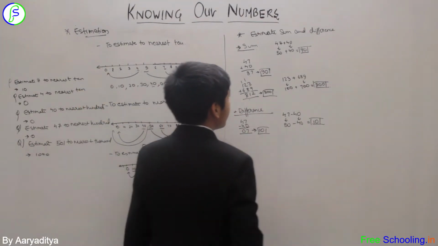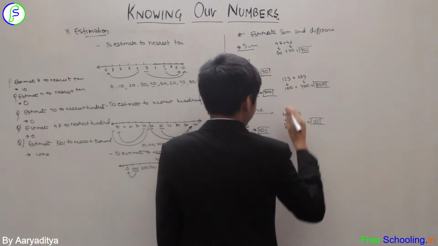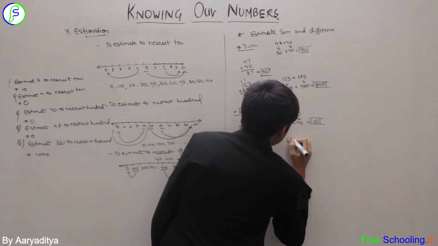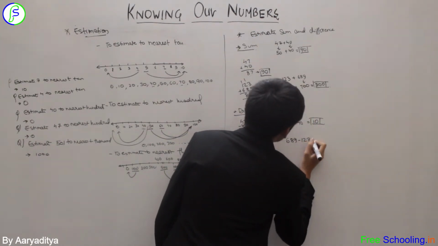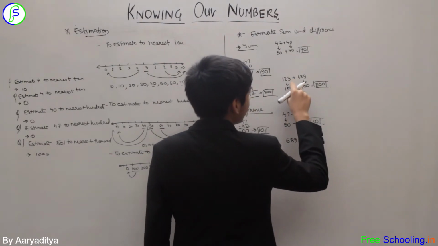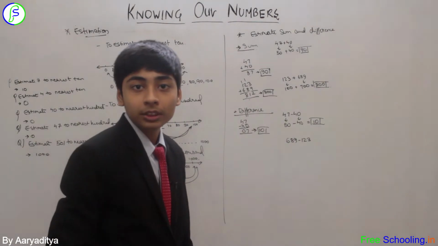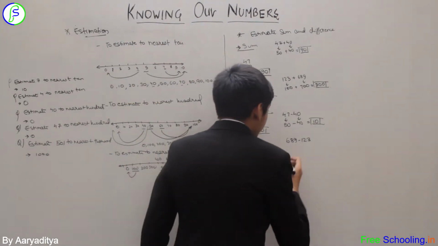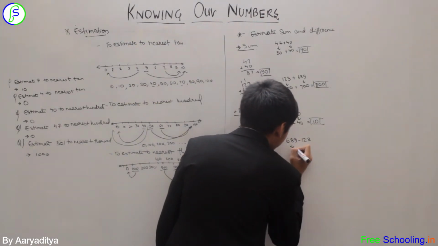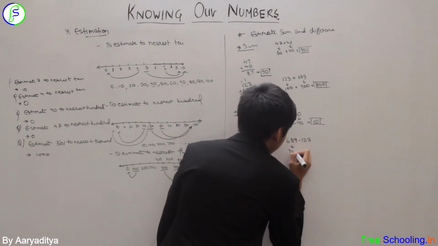Now let me take another example. Let me just reverse the numbers. 689 minus 123. Because the concept of subtracting 689 from 123 is in the other chapters of the same class. So let's do this one. Estimating 689, what do we get? To the nearest 100, 700.